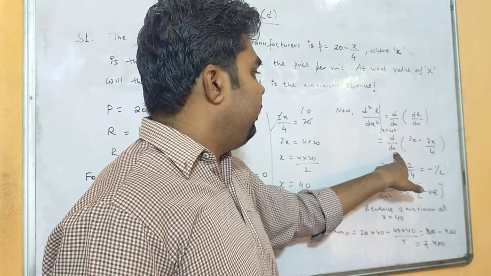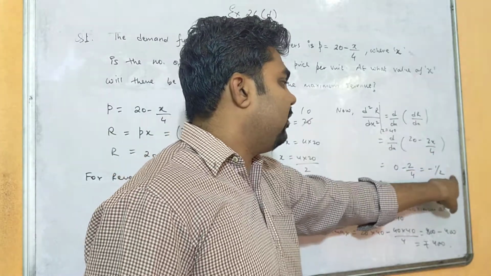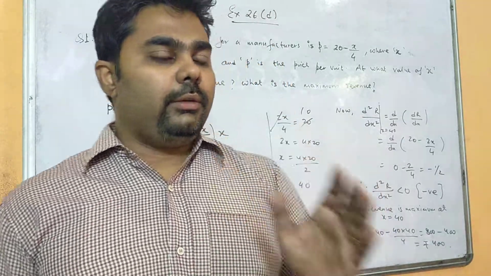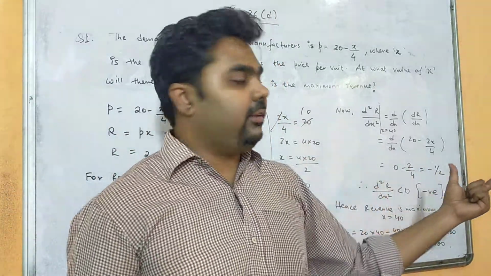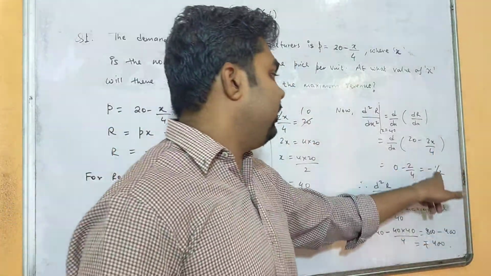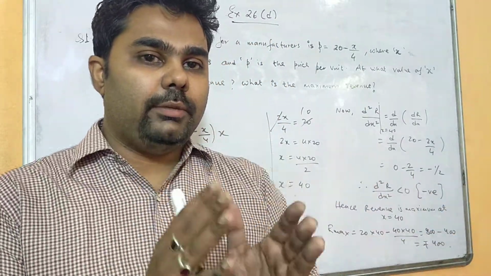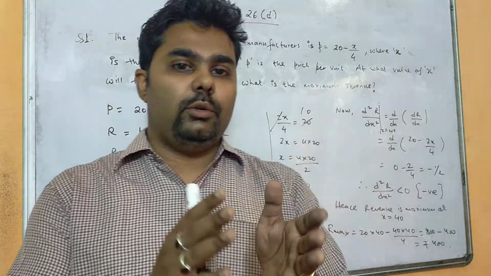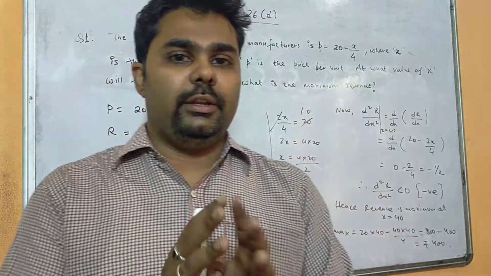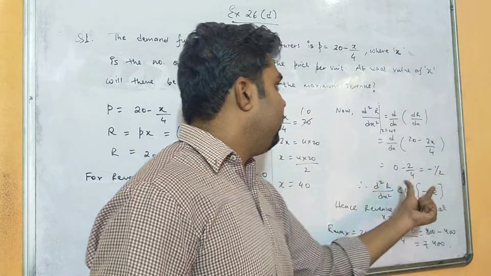You see, differentiation of 20 is 0, and differentiation of 2x by 4 is 2 by 4, so we get minus 1 by 2. Here we are getting the double differentiation of the revenue function as negative. If after double differentiation the answer is negative, that means revenue is maximum. If it was positive, then it would have been minimum. So I repeat: if double differentiation is less than 0, then revenue is maximum. If it is greater than 0, any positive value, then it is minimum. It is fulfilling our condition. Here we got less than 0, negative, so it is maximum.